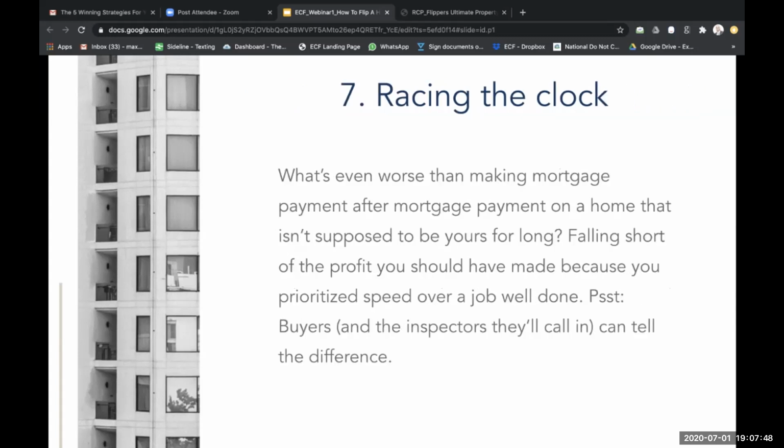Number 7. Okay. So everybody's looking at making the mortgage payments, and people are going to be there for so long. People are falling short on the profits that they should have made because they went for speed over a job well done. What is the mortgage payment, by the way? I'm talking about the carrying cost, the monthly payments, whether you're doing hard money or actual permanent financing. Don't let speed push you to the limits because, again, you want to execute safely and you want to execute with a profit. Look, a quick decision is important but don't make a hasty decision.